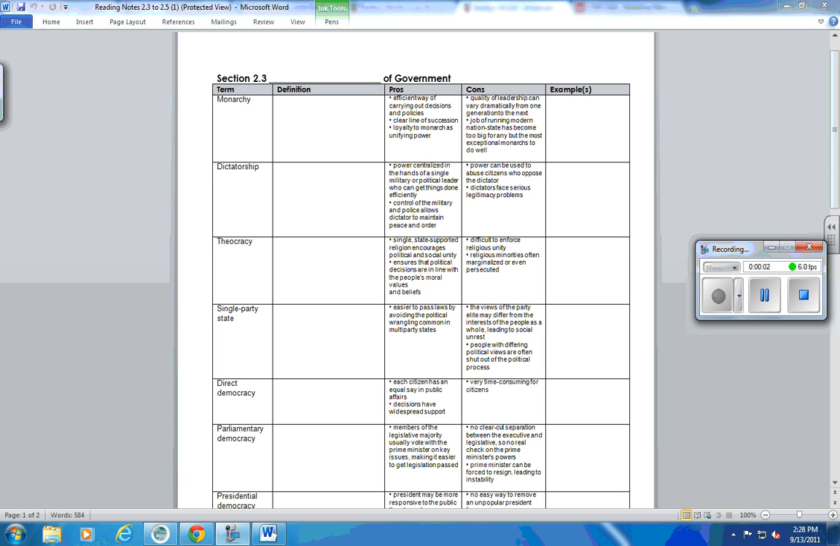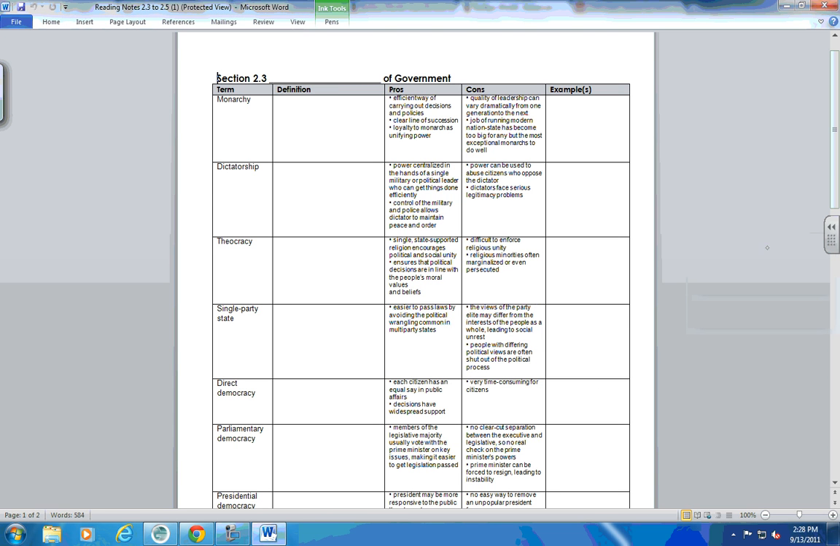Okay, we're going to begin looking at Chapter 2, Sections 3, 4, and 5 of the reading notes. And this is the chart that you had to look over and fill in the blanks. The first one, let's just start with the different forms of government.